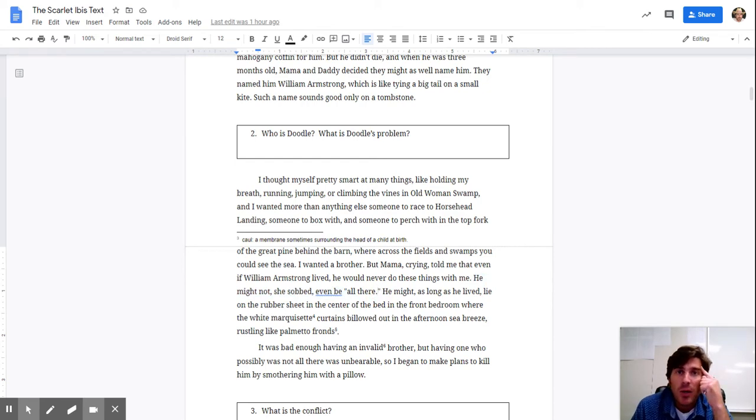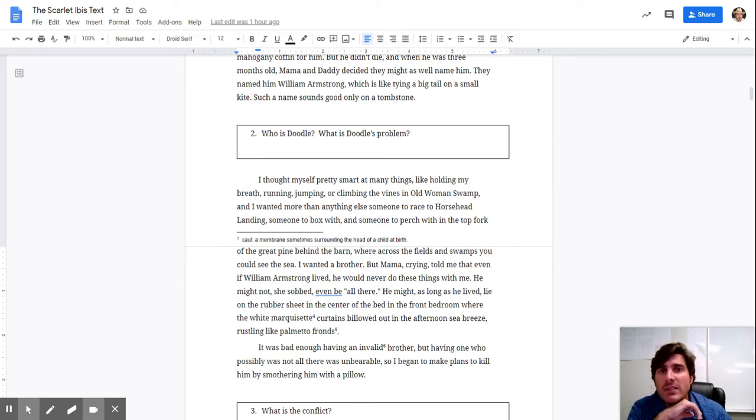We're talking about the mind, his mental capabilities. So William Armstrong, whom we know as Doodle, doesn't die. But instead, Mama says he didn't die, but he might grow up with serious mental disabilities. He might not be all there.